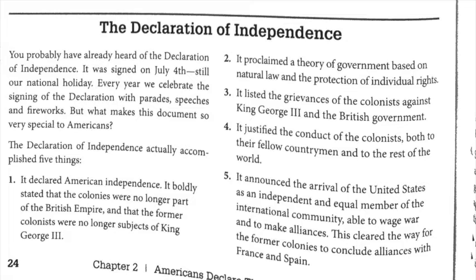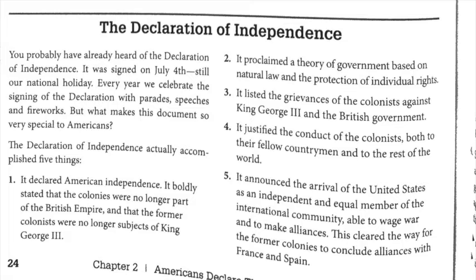Number 2. It proclaimed a theory of government based on natural law and the protection of individual rights. Underline or highlight that sentence. So it said we're leaving the king and we're going to create a government that protects people's rights and is run by natural law. Number 3. It listed the grievances of the colonists against King George III and the British government.